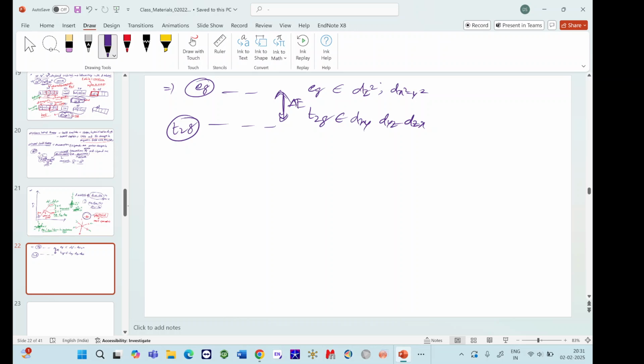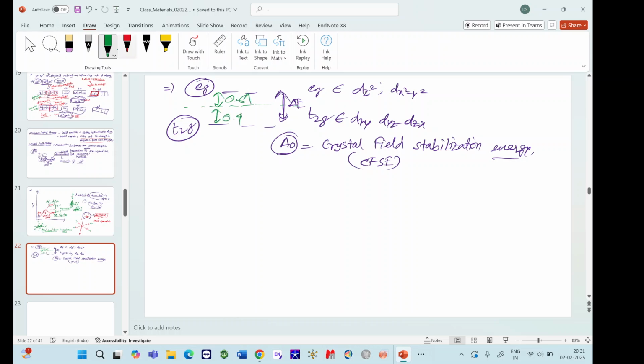This is also called delta O, and that is called crystal field stabilization energy, or CFSE. Now, as I already told you, you have a center present here. The distance between the center and eg is 0.6, and this distance is 0.4. That is 0.6 with respect to delta O, and 0.4 with respect to delta O.